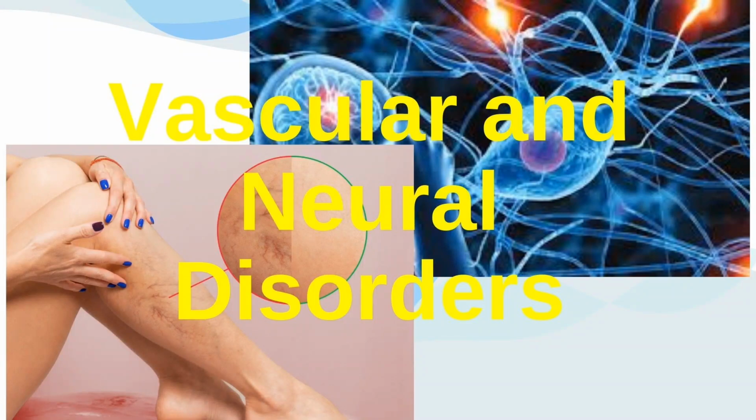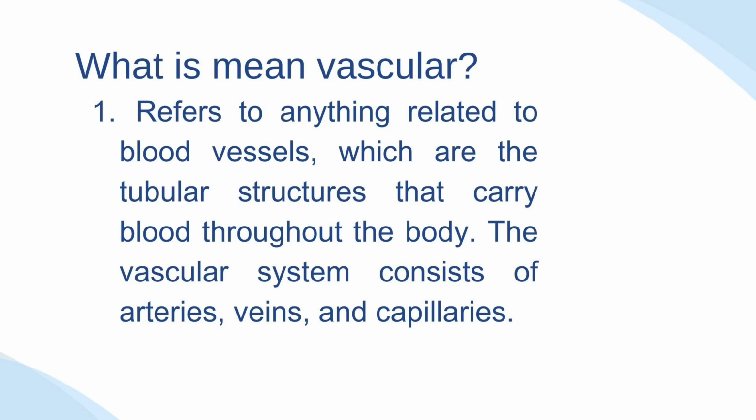This is the continuation of the report about injuries to the lower leg, ankle, and foot, which can vary widely in severity and type. Here are some common ones. My report is all about vascular and neural disorders. First, let's proceed to what vascular means. Vascular refers to anything related to blood vessels, which are tubular structures that carry blood throughout the body.